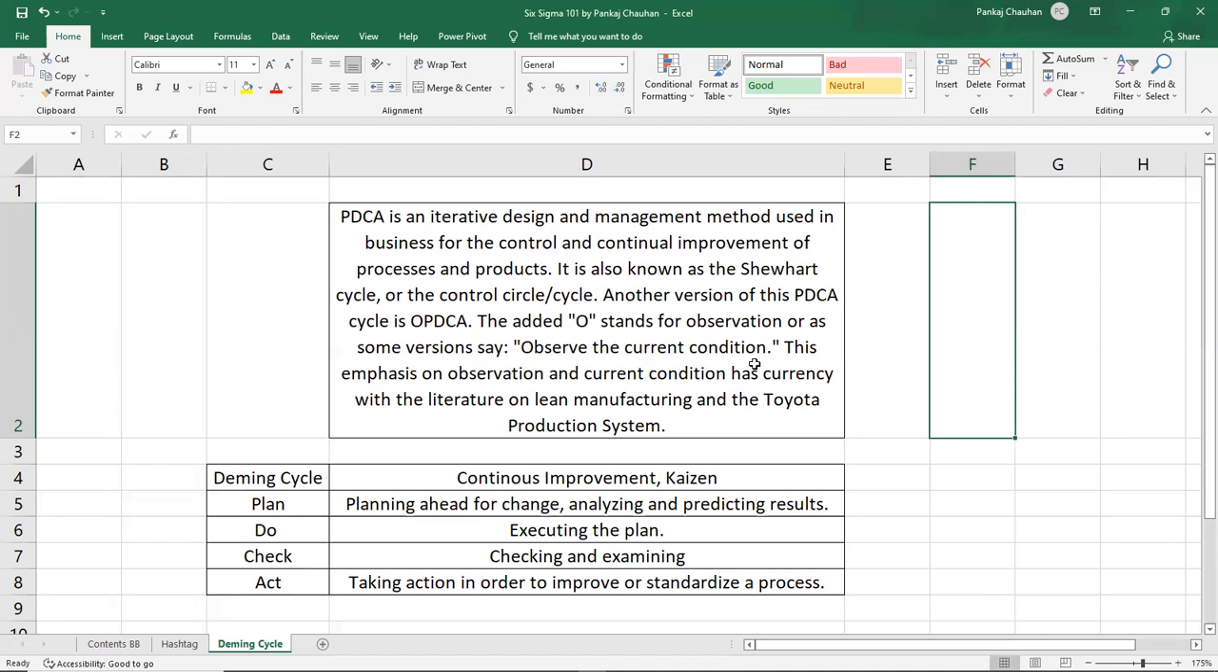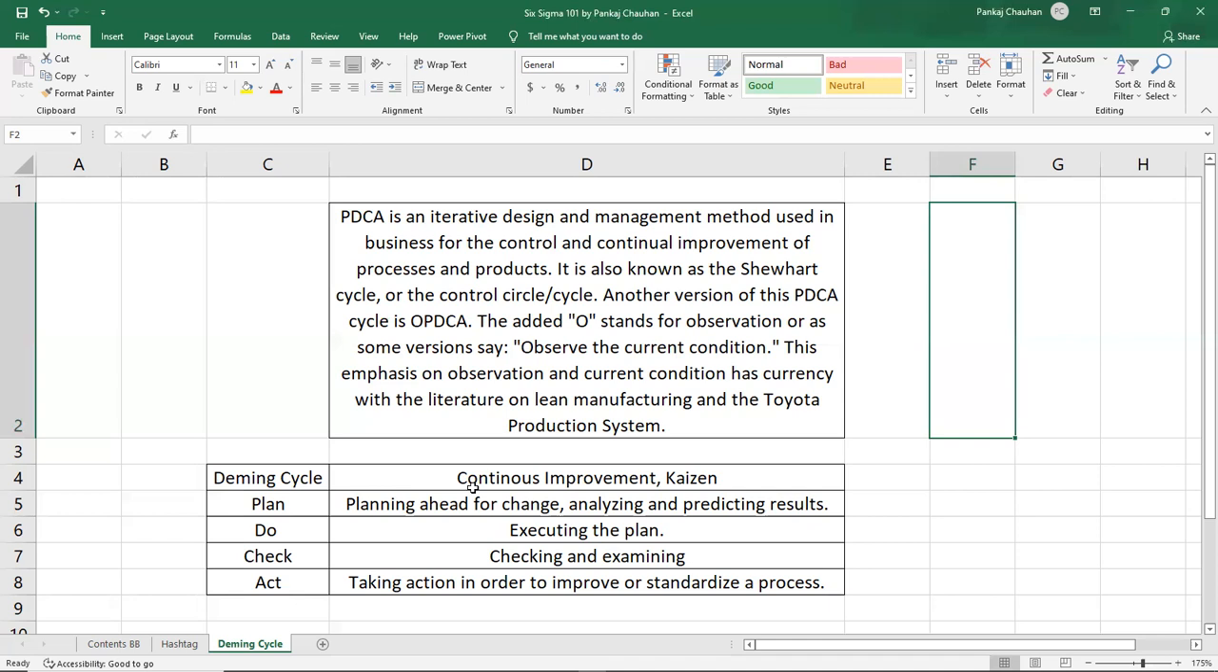Some people added another version of the PDCA cycle, which we call OPDCA, where the O stands for observation. Some versions say observe the current condition, because that's very important before we go for the plan, for any activity or any improvement. We must have the observation of the current condition. This emphasis on observation and current condition has currency in the literature on lean manufacturing and the Toyota Production System.